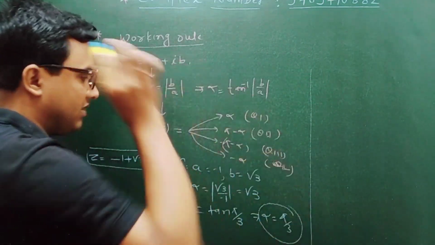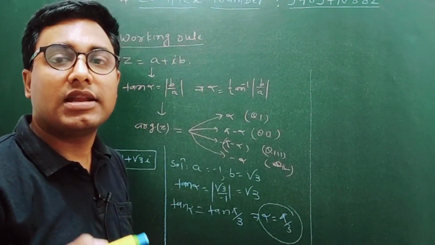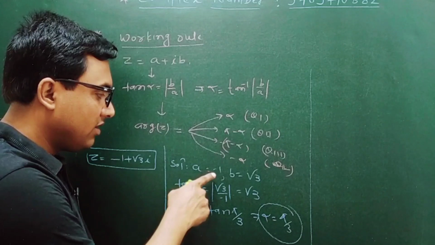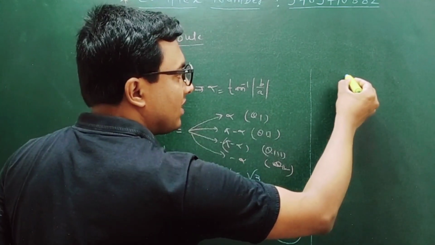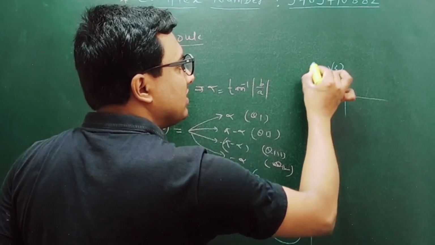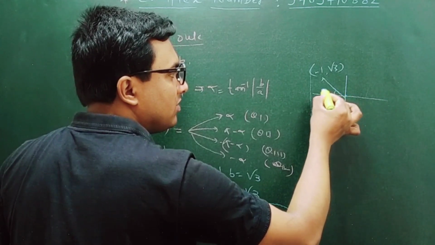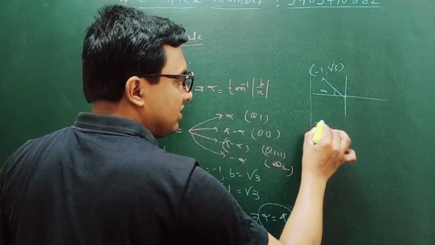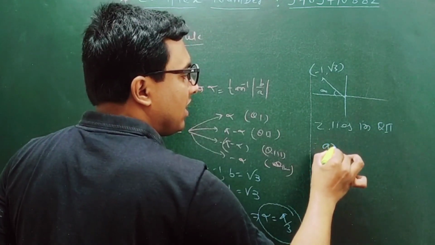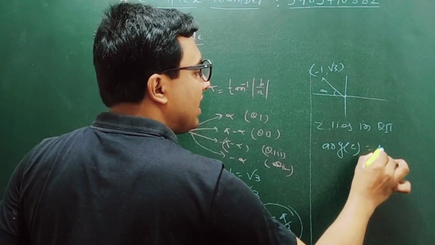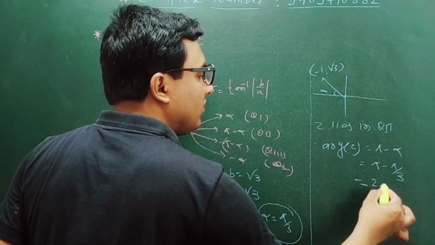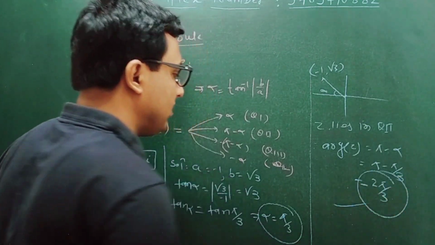Now see here, this complex number minus 1, root 3 lies in the second quadrant. So z lies in the second quadrant, therefore argument of z is equal to pi minus alpha. So pi minus pi by 3 becomes 2 pi by 3. This is your final answer.